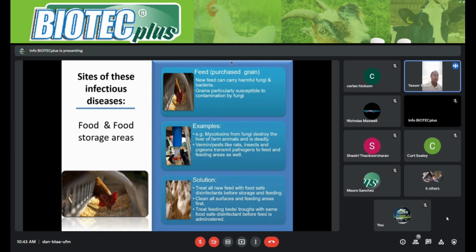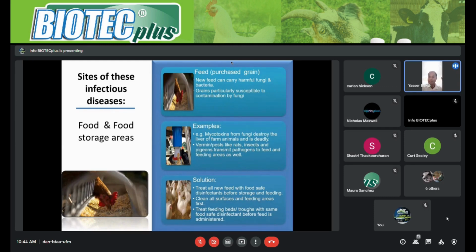Solutions, getting to the third point here. One, treat all new feed with food-safe disinfectants before storage and feeding. Two, clean all surfaces and feeding areas first. Three, treat feeding beds and troughs with the same food-safe disinfectant before feed is administered. Now, we will get into the disinfection part afterwards in terms of how to treat, but these are the points that you want to really pay attention to in the farm. Very, very important. Treat all new feed with food-safe disinfectants.